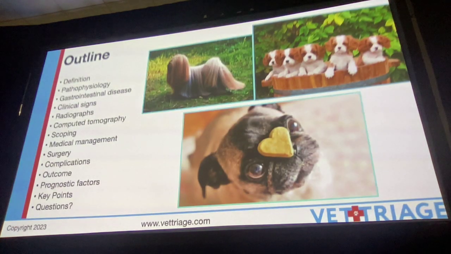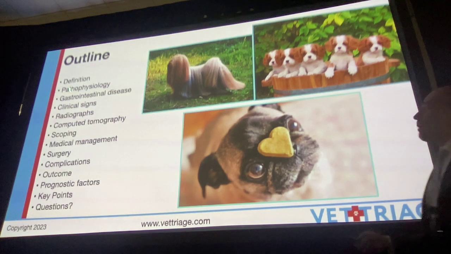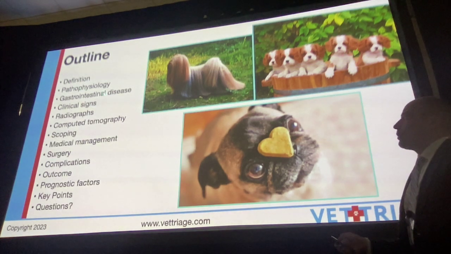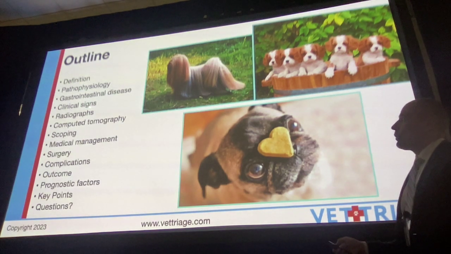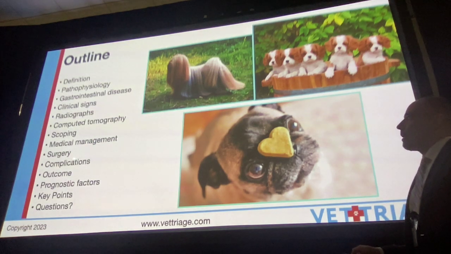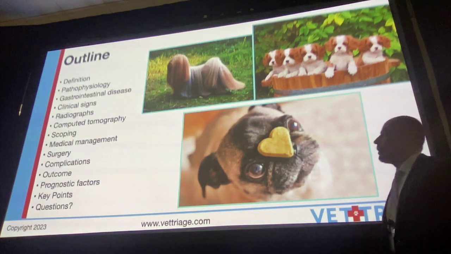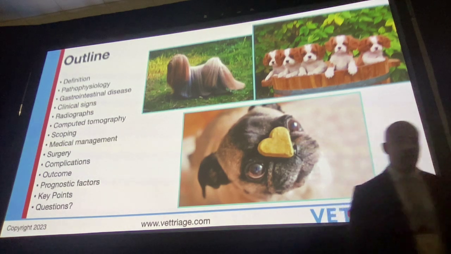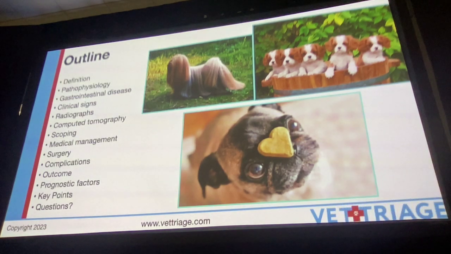Here's what we'll go through, rough outline. We'll define the disease, talk about pathophysiology behind it, how does GI disease play a role, clinical signs, diagnostics, medical management, a little bit of medical management. We won't go too in depth unless you want to, but obviously then surgical intervention, complications, outcome, prognosis, and then key points. Any questions you have, we can go over.